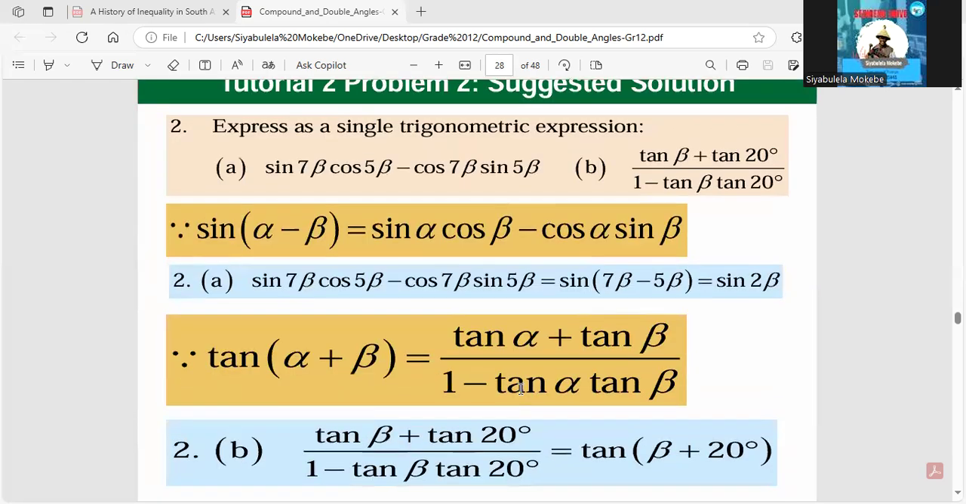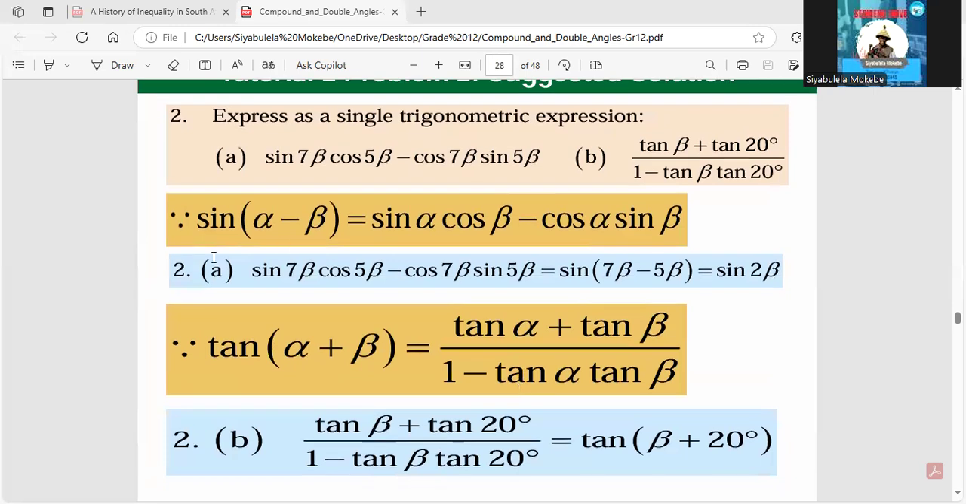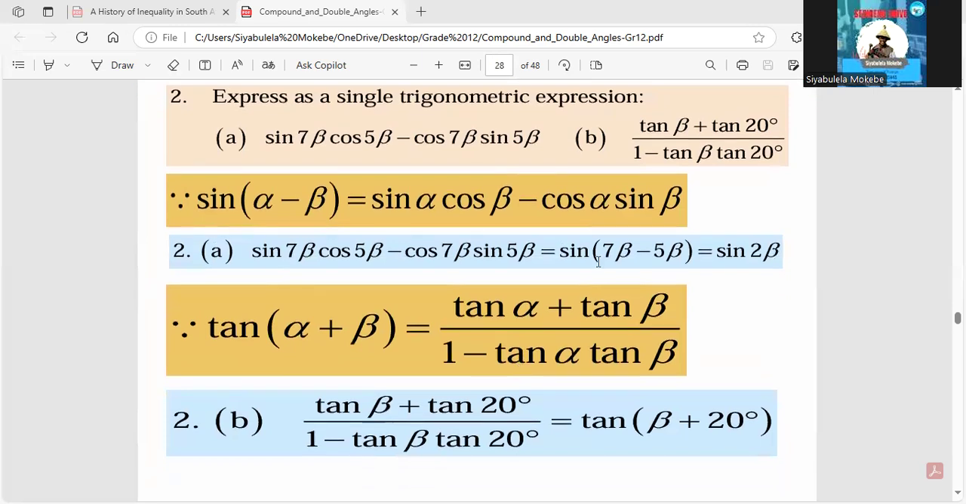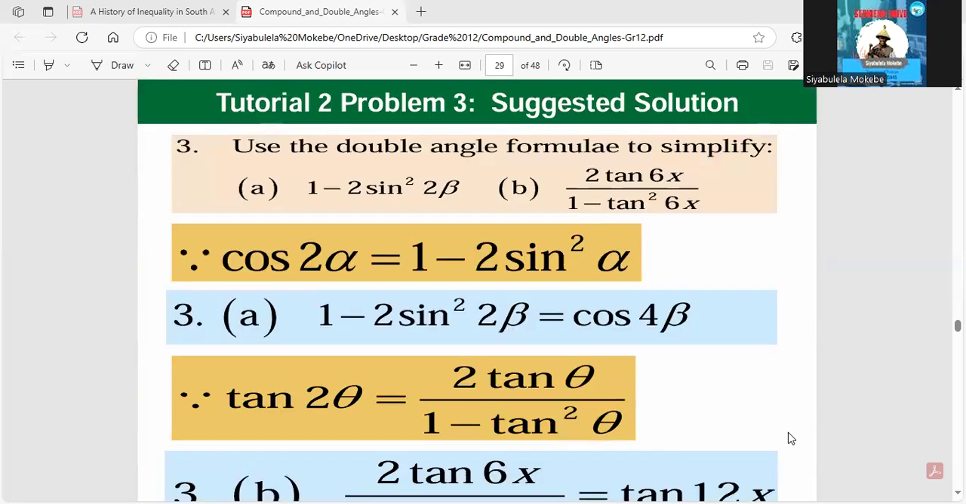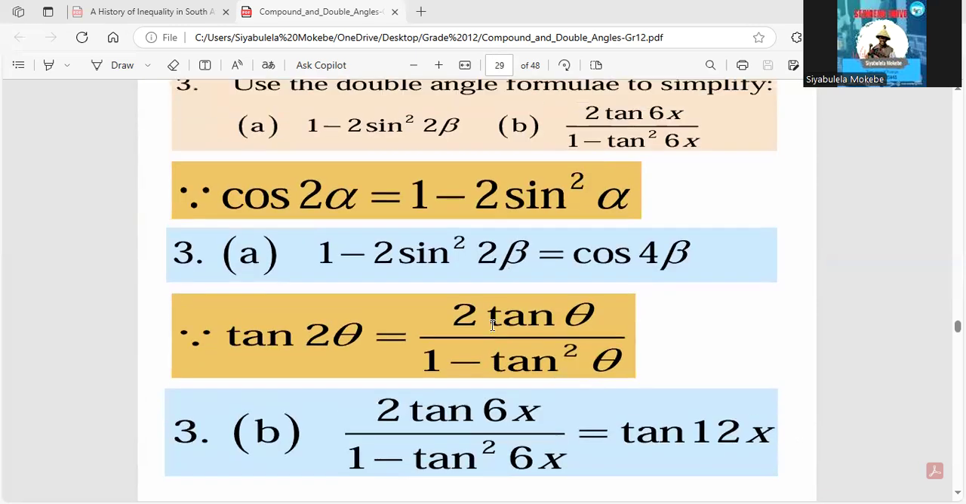Then for number two, a gives us sine (7 beta minus 5 beta), which is sine 2 beta. Then b gives us tan (beta plus 20 degrees). Then for c, 1 minus 2 sine squared 2 beta gives us cos 4 beta. And then b gives us tan 12x.